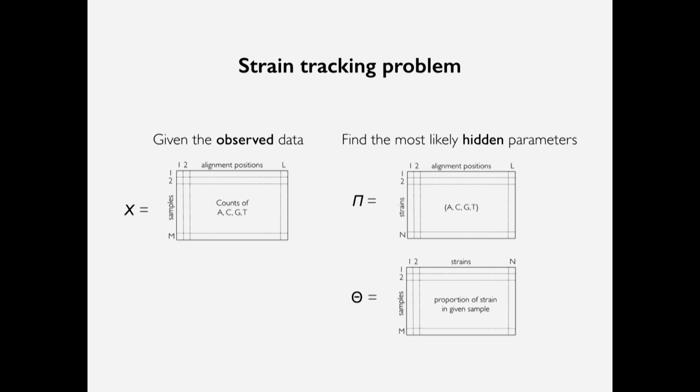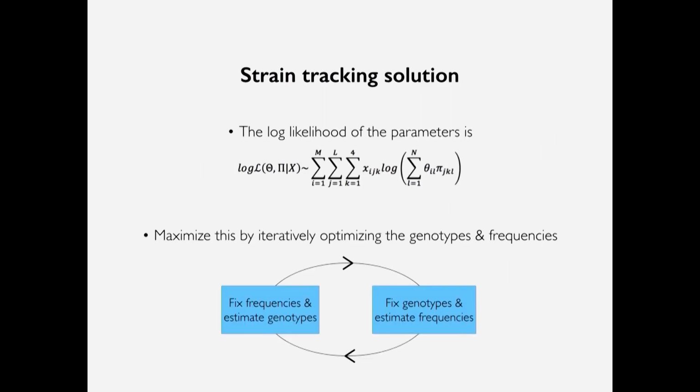So we look in our sequence data. The way we figure this out is we can calculate the likelihood of our data given guesses of the strain genotypes and the strain frequencies. I don't really have time to go into this. This is the likelihood function. It's hard to directly optimize this, but we can fix the strain frequencies and optimize the genotypes, and then fix the genotypes and estimate the frequencies and just iterate back and forth. And so this is the approach we took.